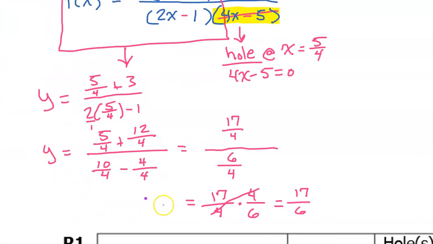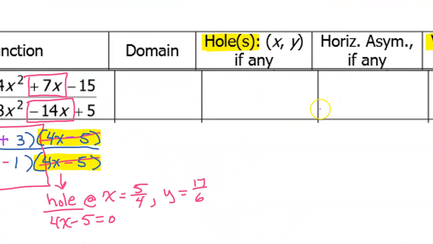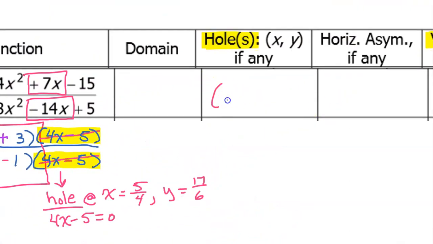So we just found the y value. The hole will be at x equals 5 over 4, and now we have y equals 17 over 6. So as an ordered pair, we can say 5 over 4, comma, 17 over 6. All right, that's the hole.